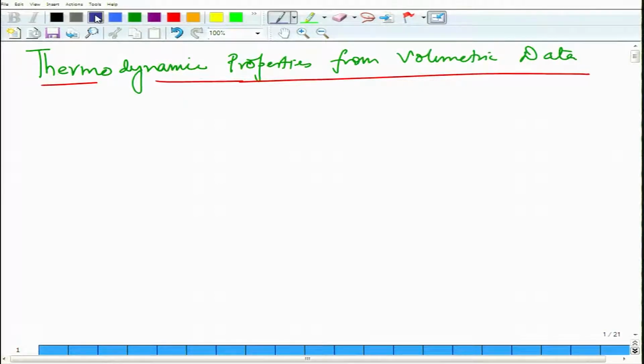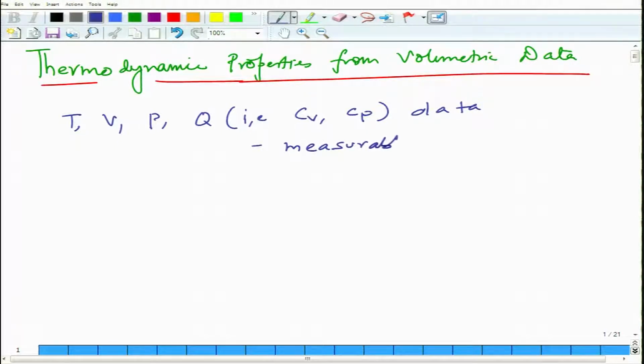What is accessible to experimental data is basically in the form of properties such as temperature, volume, pressure and heat, that is, heat capacities. These are the data which we can measure.